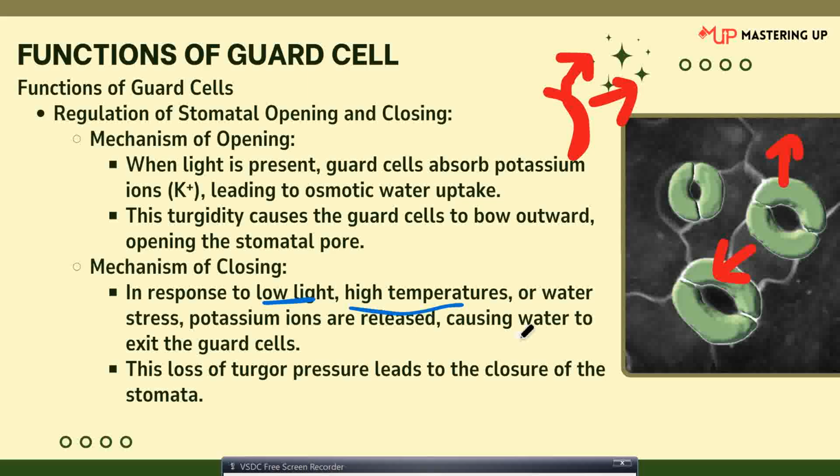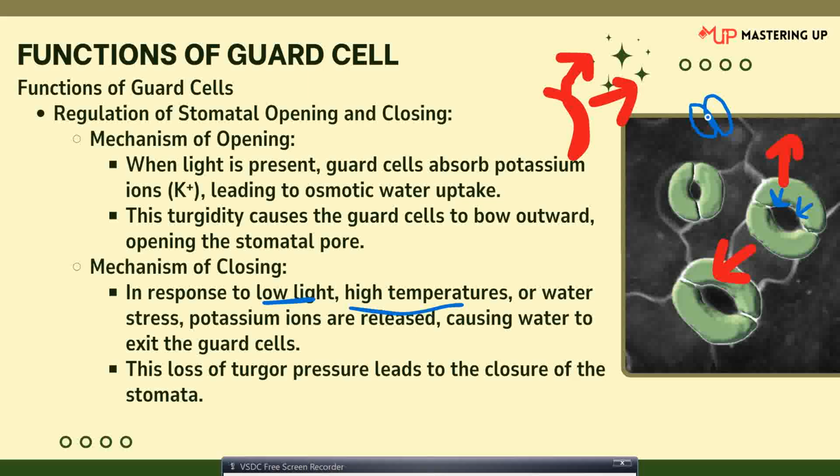In cases where we have to avoid the loss of water, or when there is no need of gas exchange, the potassium ion is released, which causes the water to exit. When the potassium ions are released and water exits, the guard cells stop bowing outward, and the walls of the guard cells come together and close, which causes the closing of stomata.